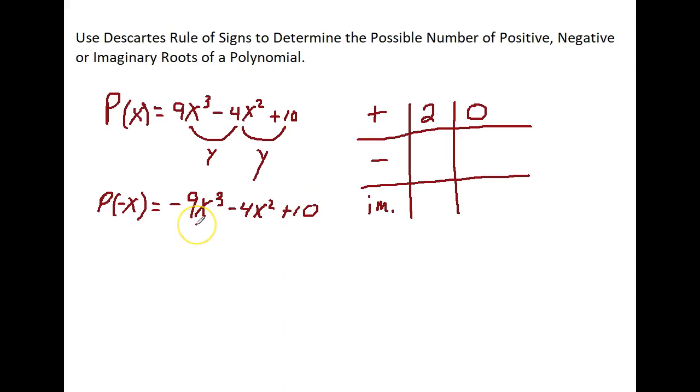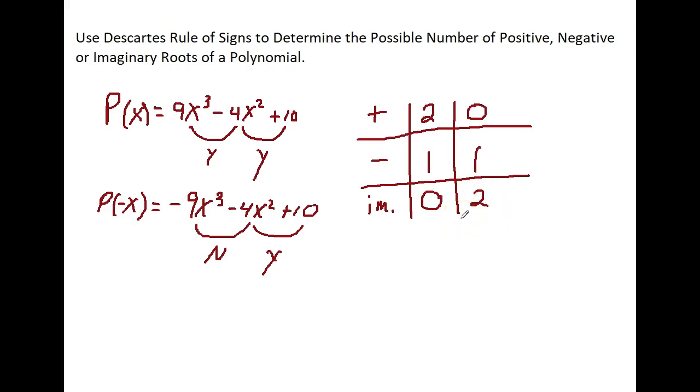Now I look for sign changes. Well, I go from negative to negative. There's no sign change. From a negative to a positive, yes, we have a sign change. So that means we have exactly one sign change. Since my degree is 3, all of these have to add up to 3. So if I have 2 positive, and I definitely will have 1 negative, that means I would have 0 imaginaries. I definitely have 1 negative because there was 1 sign change when we plugged in negative x. But if I had 0 positive and 1 negative, that's when I could have 2 imaginaries.